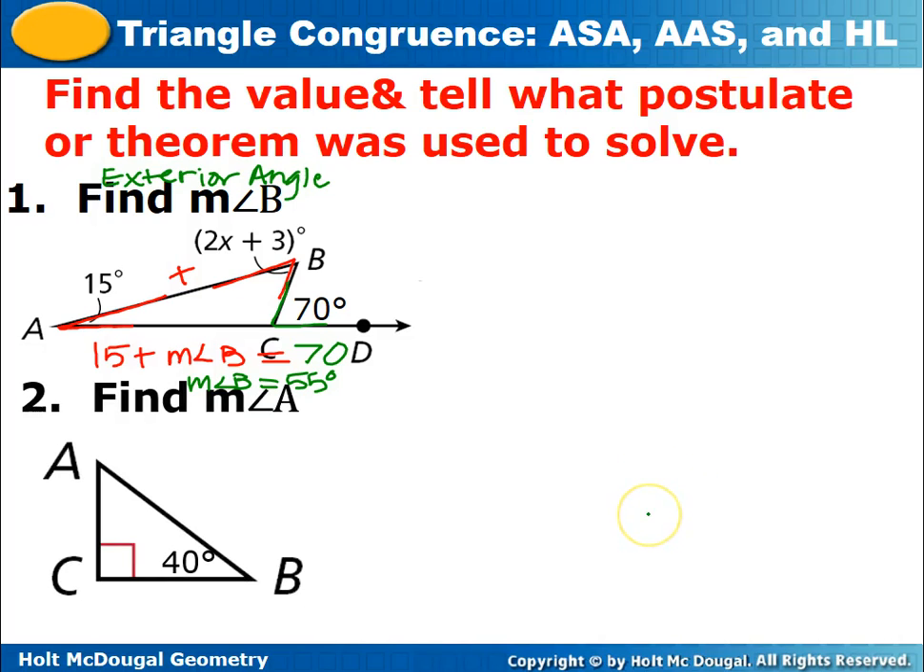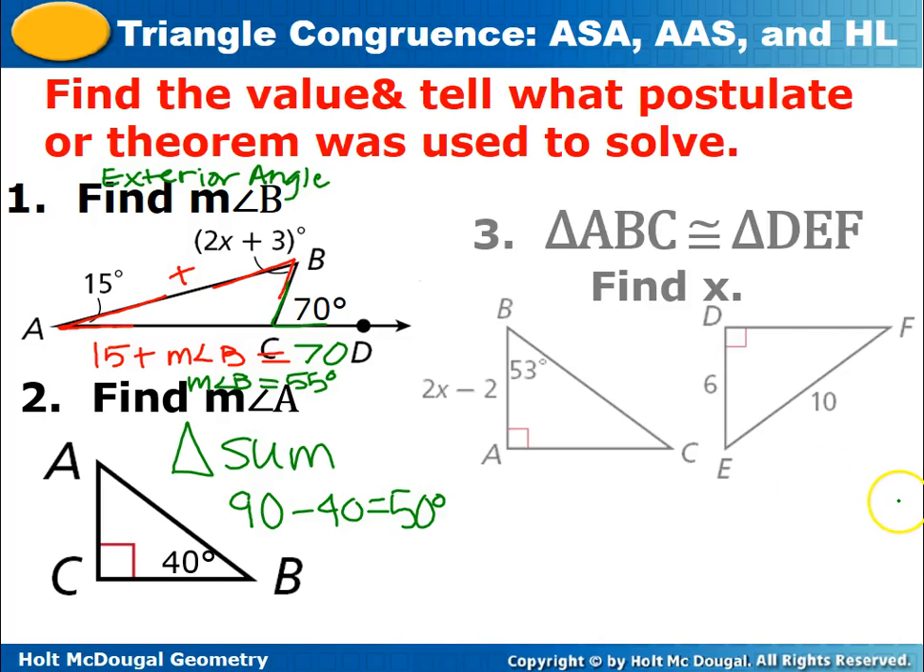Number 2 says find the measure of angle A. Here again, this would be the triangle sum theorem. That's what we would use, the triangle sum theorem. And when we do this, I told my students you could do 90 plus 40 and subtract that from 180, or you can just subtract the 40 from the 90 because we have already used 90 degrees. So that would be 50 degrees. And again, this is the triangle sum theorem.